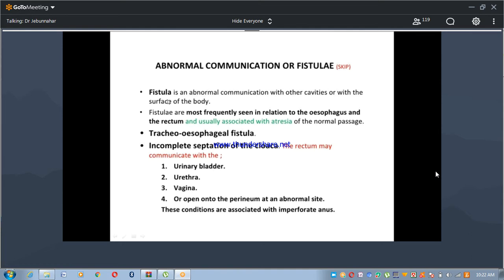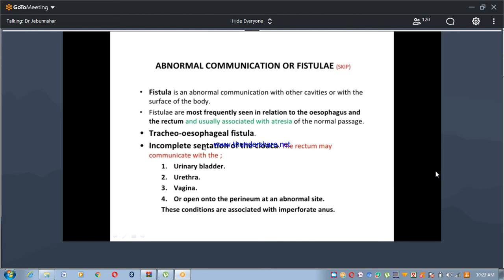There may be abnormal communication which will create fistula. What is fistula? Fistula is an abnormal communication with other cavities or with the surface of the body, such as with the skin. Fistulas are most frequently seen in relation to the esophagus and the rectum, and usually associated with atresia of the normal vessel.